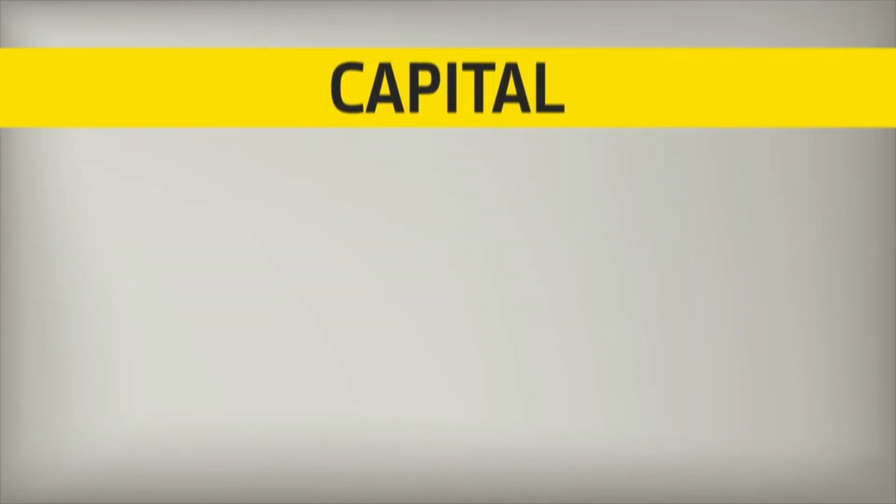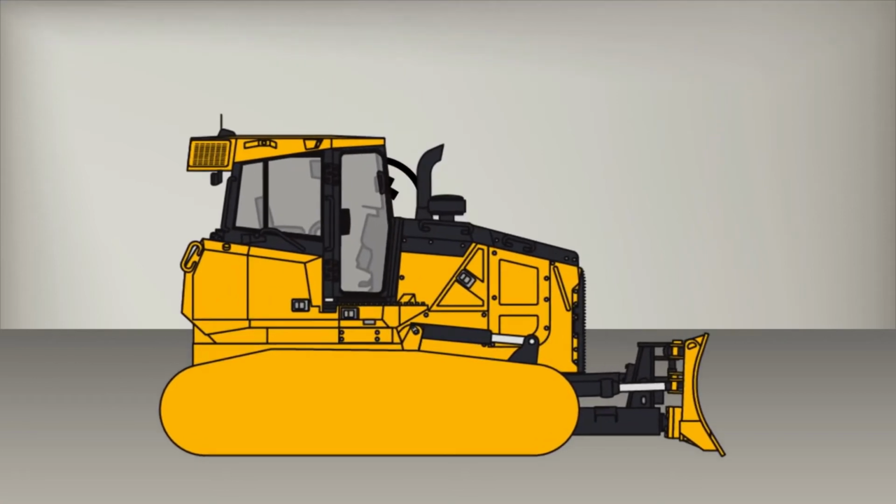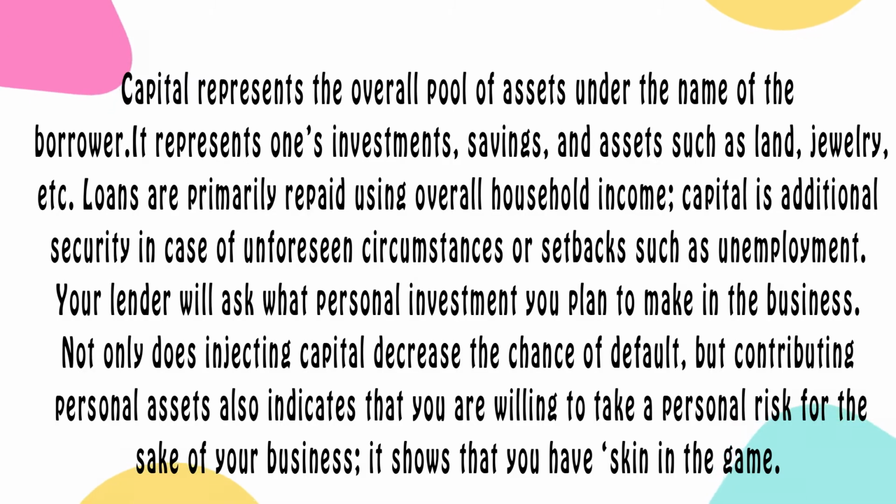Capital. Capital represents the overall pool of assets under the name of the borrower. It represents one's investments, savings, and assets such as land, jewelry, etc. Loans are primarily repaid using overall household income. Capital is additional security in case of unforeseen circumstances or setbacks such as unemployment.